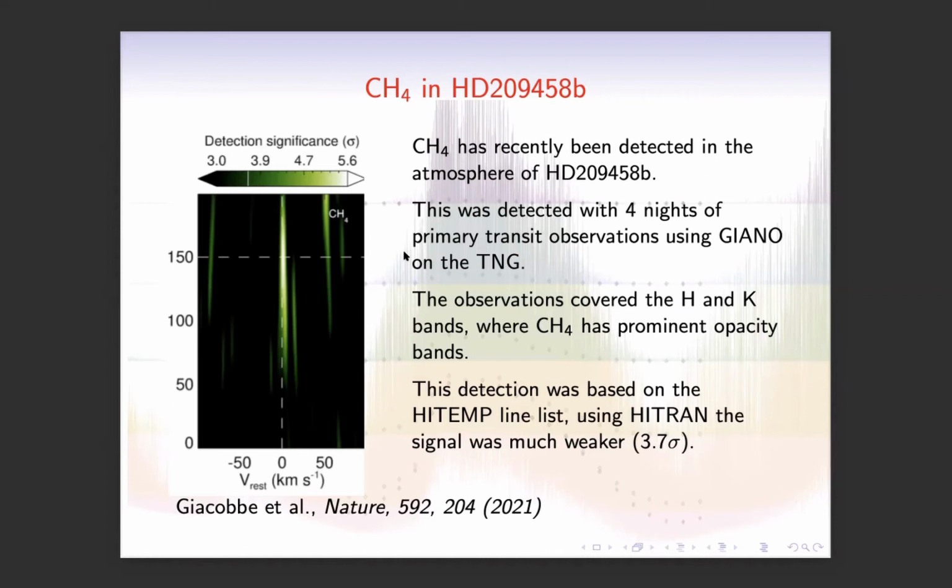Now we also tried this with the Hytran line list, and the signal was much weaker. So here we got a significance of 5.6 with the high temp. We tried it with Hytran because there's fewer lines, and because you only have about 50% of the correlation in the spectrum, the detection significance did drop to 3.7, which is consistent with what we'd expect.